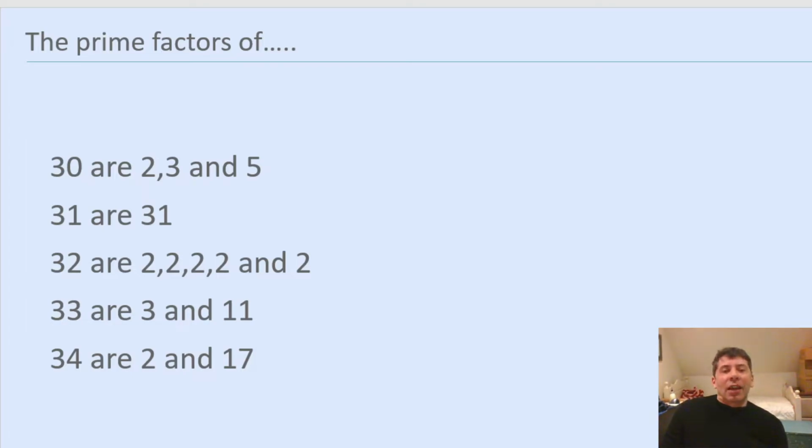But 32 is like that. It's just made up of 2 times 2 times 2 times 2 times 2. And we have to count all the 2's, otherwise it doesn't work properly. So we've got to count how many times a prime factor occurs. 33, it's 3 times 11, and 34, it's 2 times 17.